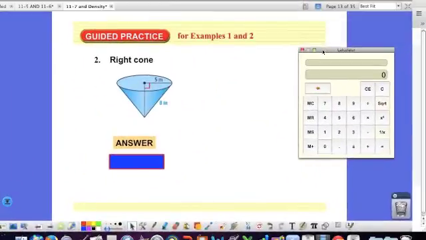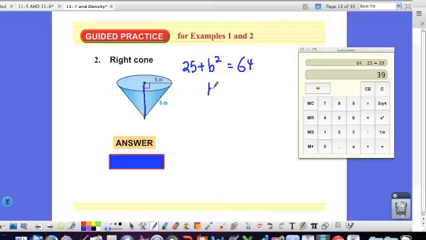So I did this problem twice and couldn't get the right answer, and then realized what I'm doing wrong. 8 meters here is not the height. It's the hypotenuse of this right triangle. In order to solve this problem, I need to find this measure, the height. So 5 squared is 25 plus b squared equals 64. And 64 minus 25 is 39.